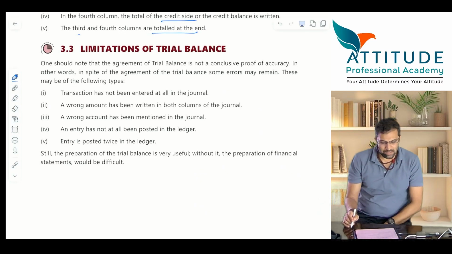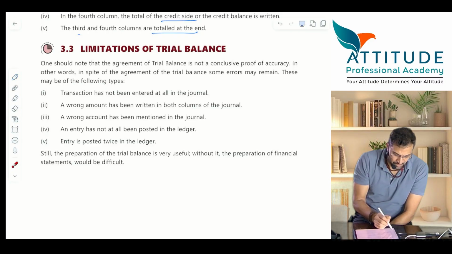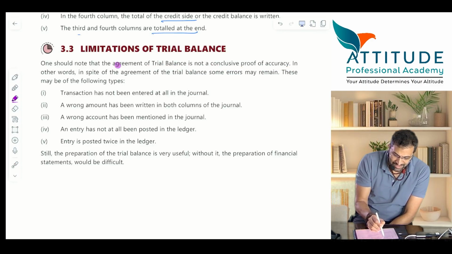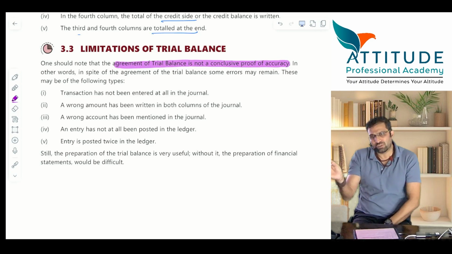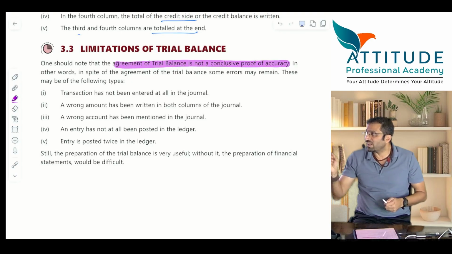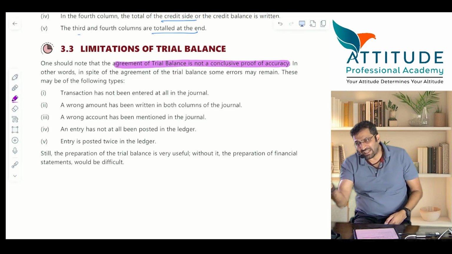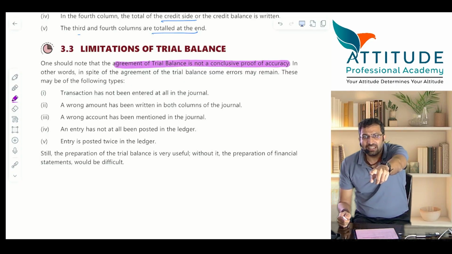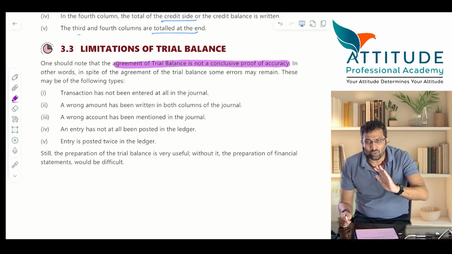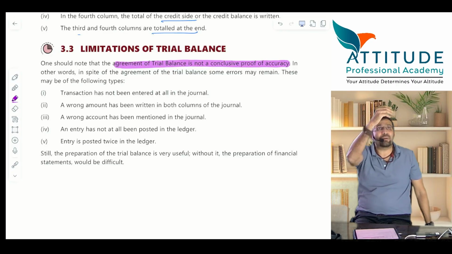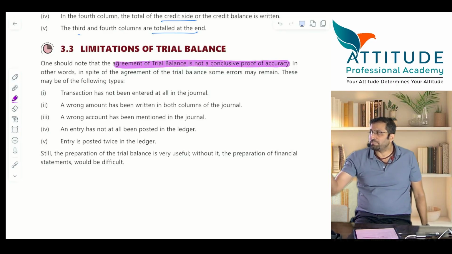Are there limitations of trial balance? Answer is yes. What is the first limitation? One should note that the agreement of trial balance is not conclusive proof of accuracy. Important. If trial balance agrees, does it mean that books of accounts are correct? No. As we have seen in the basic class, error of omission: we have completely not recorded a transaction in the books of accounts. Debit is also not there, credit is also not there, trial balance will still agree. But can we say that the books of accounts are right? Answer is no. For example, I have paid salary to my employees or I have paid the electricity bill. My accountant has not passed the entry.